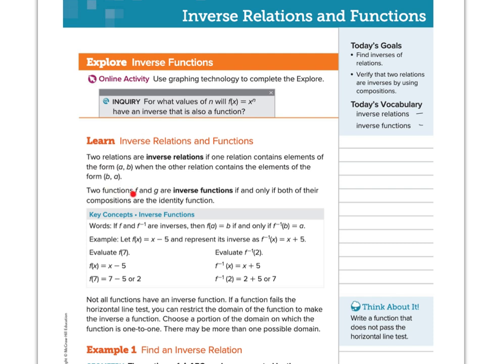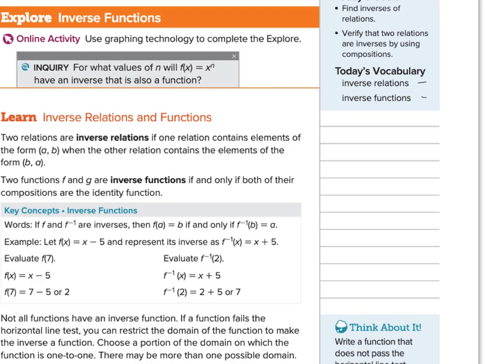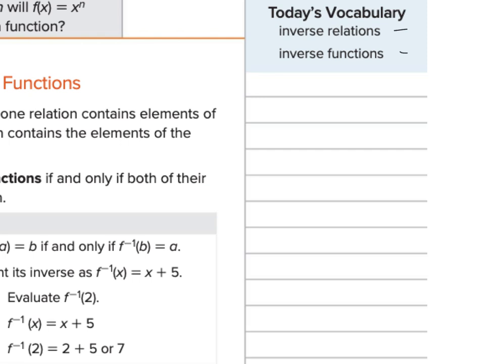And then two functions, f and g, are inverse functions if and only if both of their compositions are the identity function. And we'll talk about what an identity function is as we progress. But as we look at inverse relations and inverse functions, I'm just going to say that inverse functions look as if they are reflective over the line y equals x.